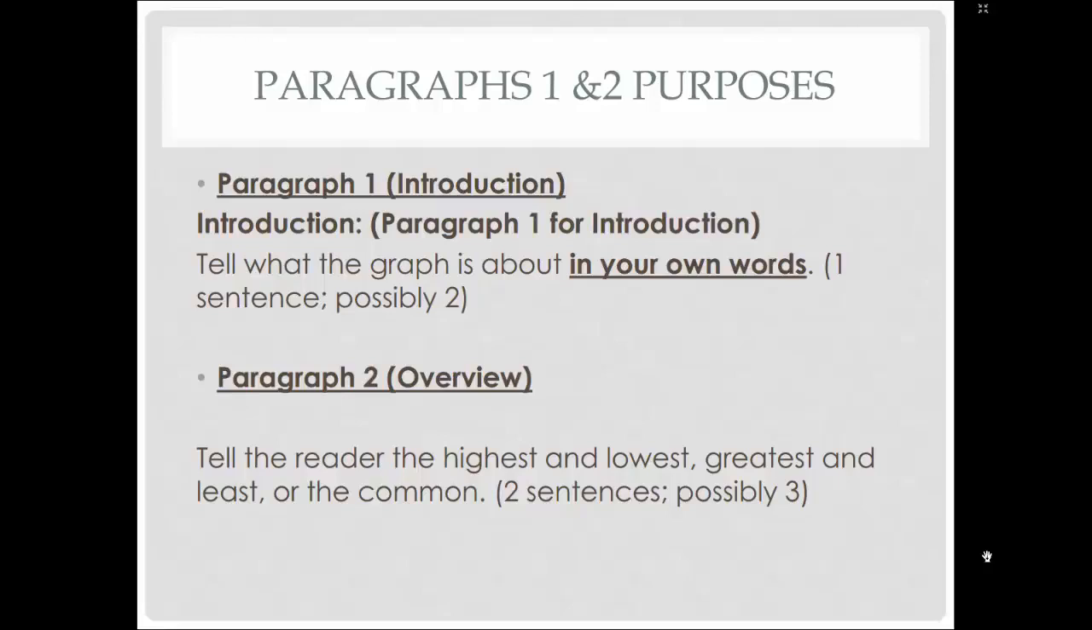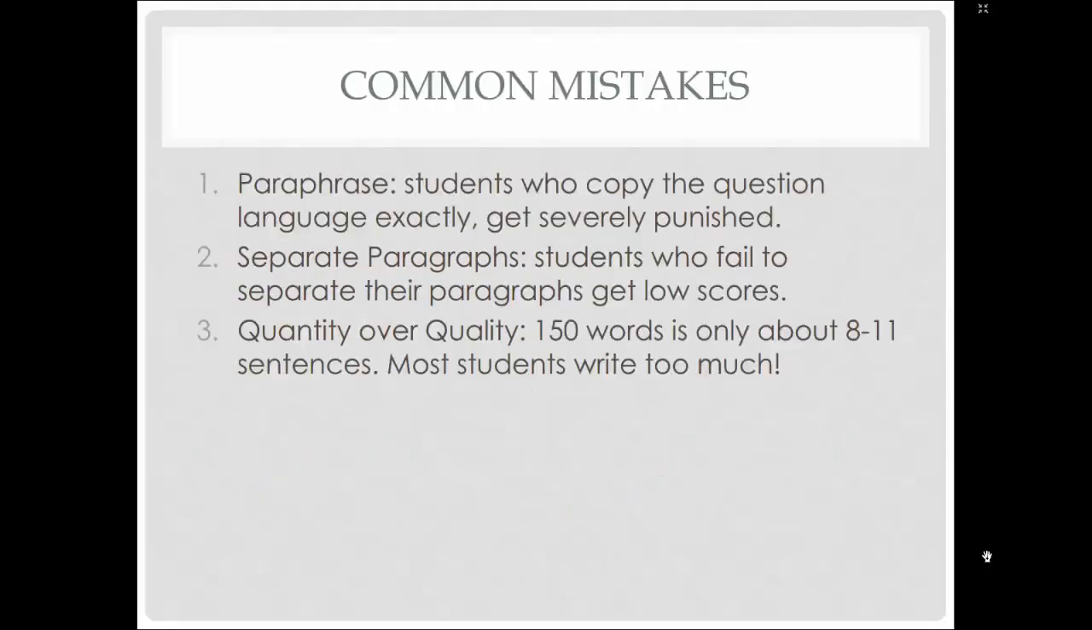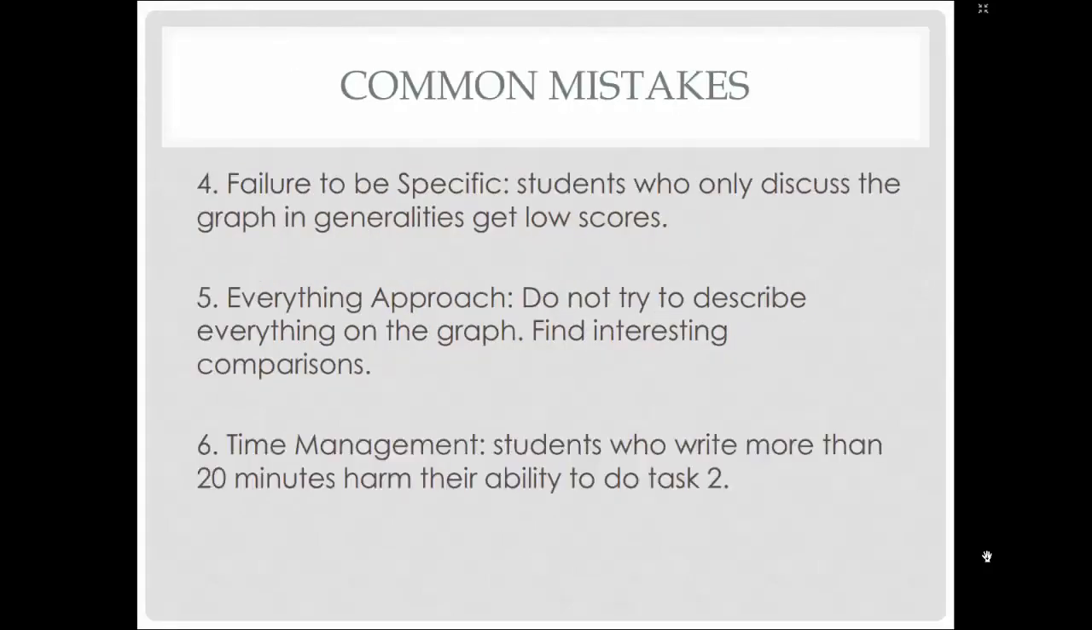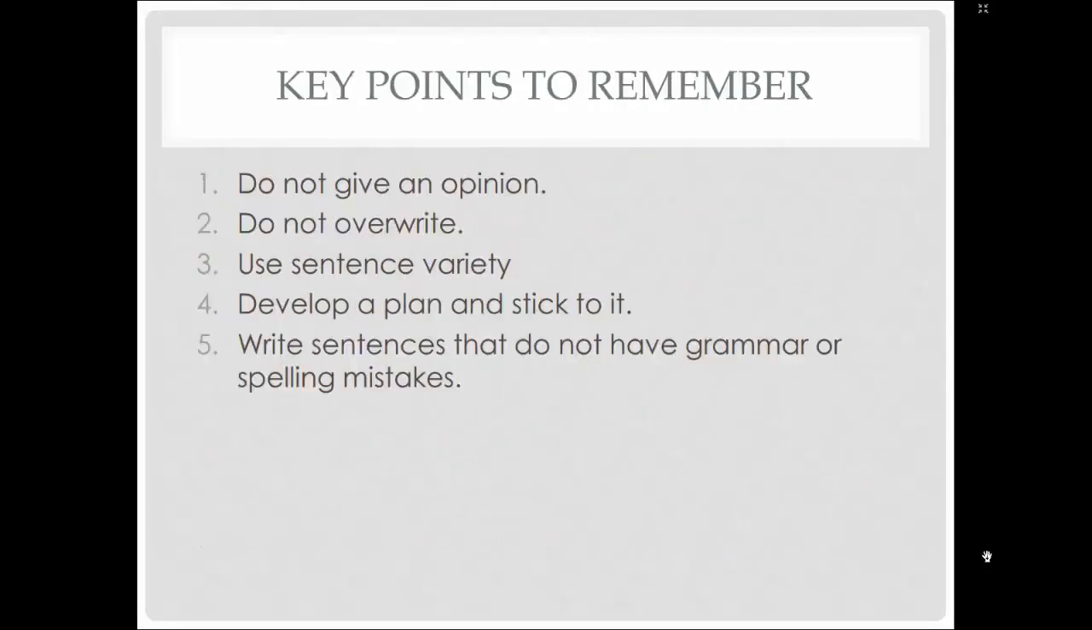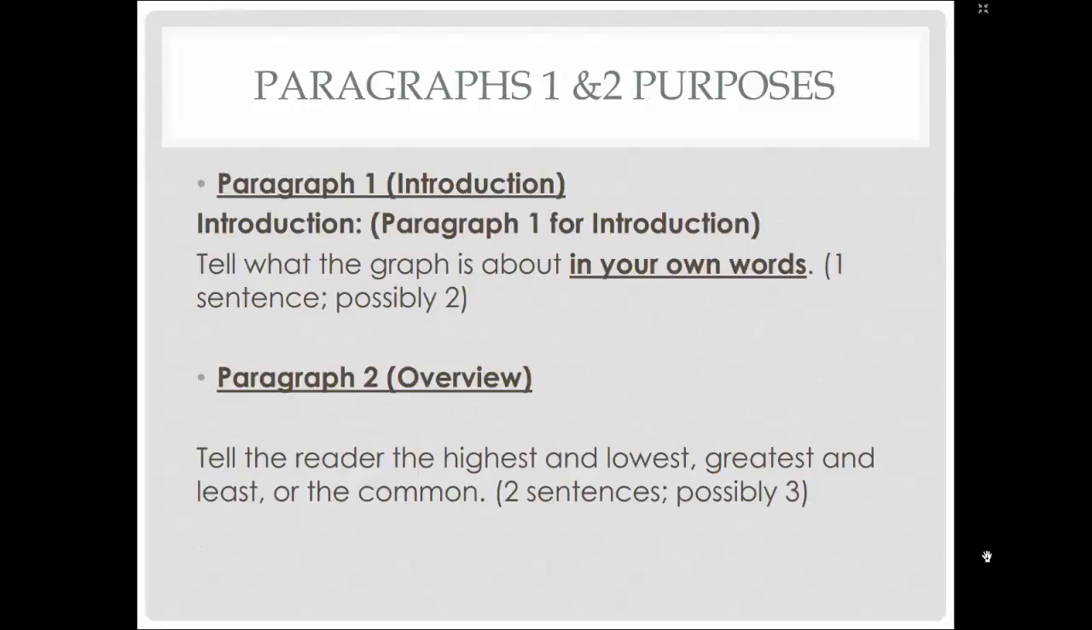That's paragraph number 1. Then we have paragraph number 2, which is our overview paragraph. Here you're going to tell the reader the highest and the lowest, the greatest or the least, or the common things that you see. Paragraph number 2 is going to be 2 sentences or possibly 3. That's all. 2 or 3 sentences for a general overview. Okay? So those are the first 2 paragraphs.